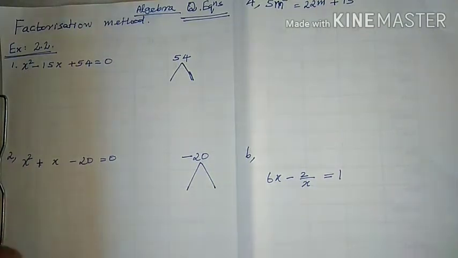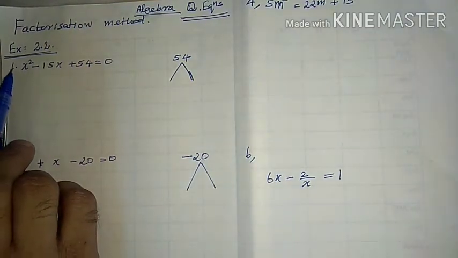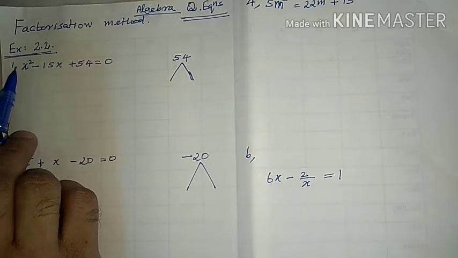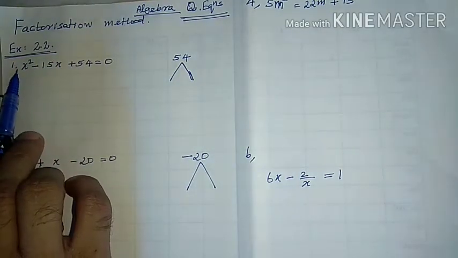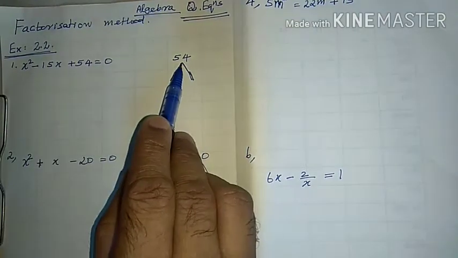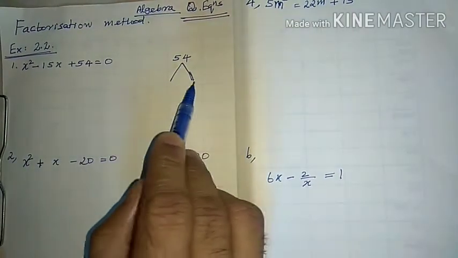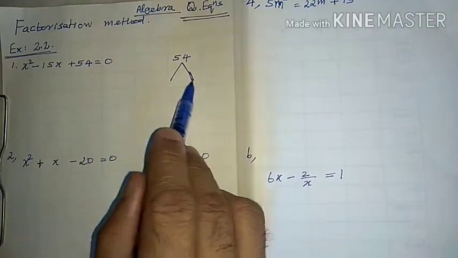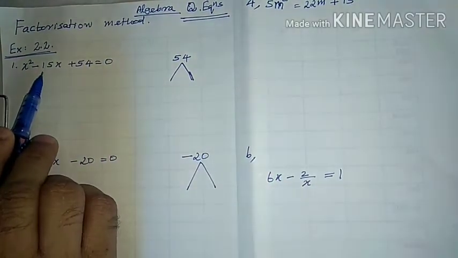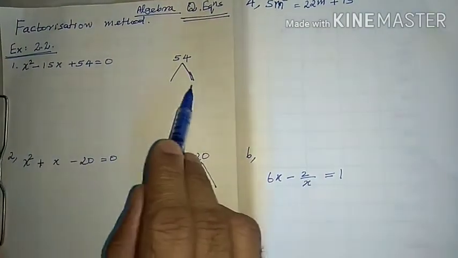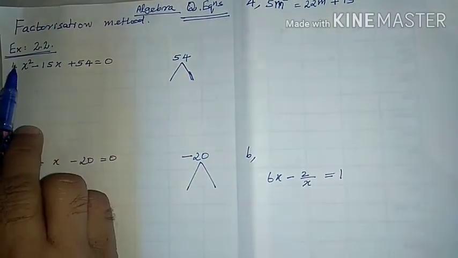That's the question. We take the product of the coefficients of the quadratic term and the constant term. Here 1 into 54, 54. We have to factorize it, splitting it into two terms. On adding these two terms, we should get the middle term, and on taking the product, we should get the product of the first and last terms.